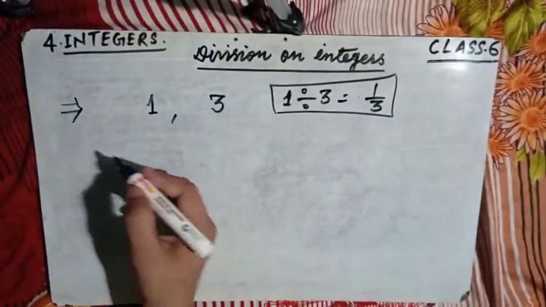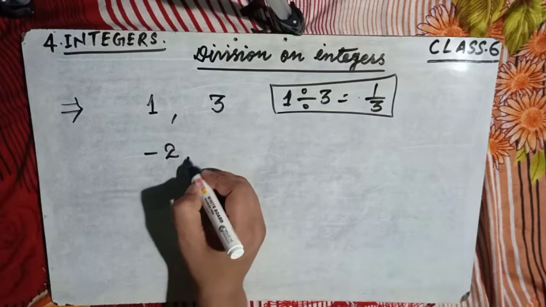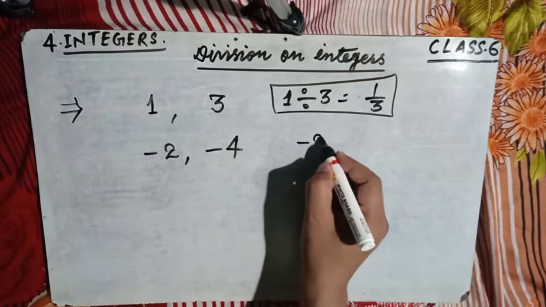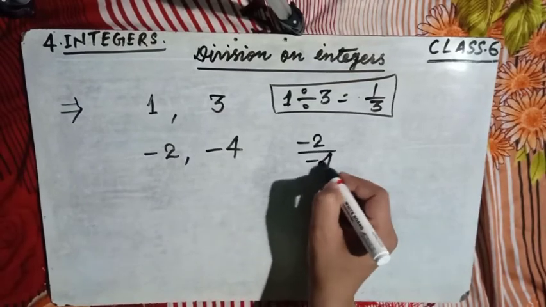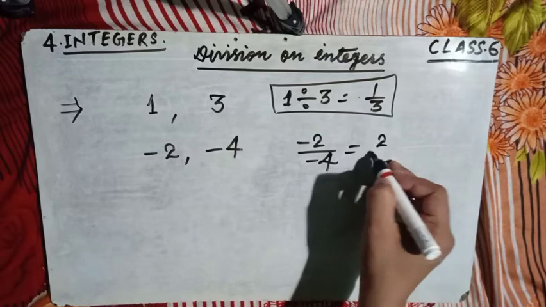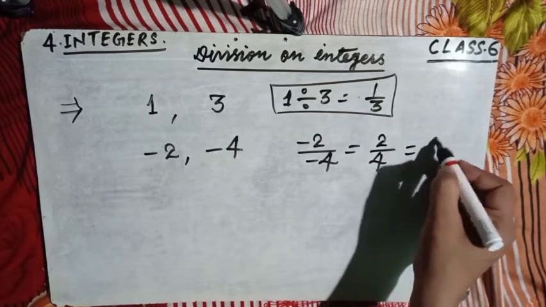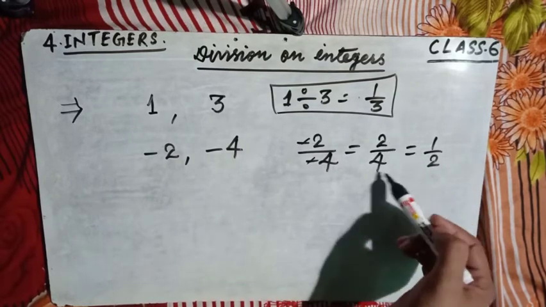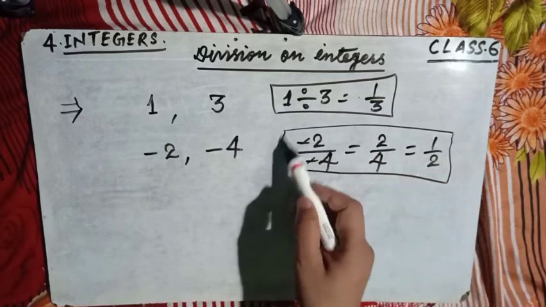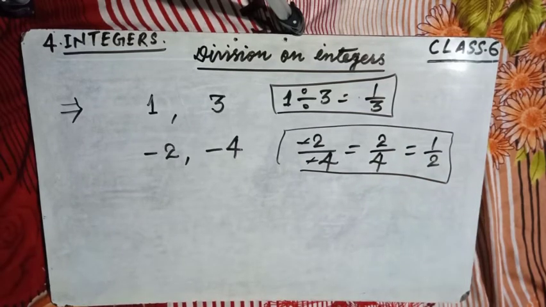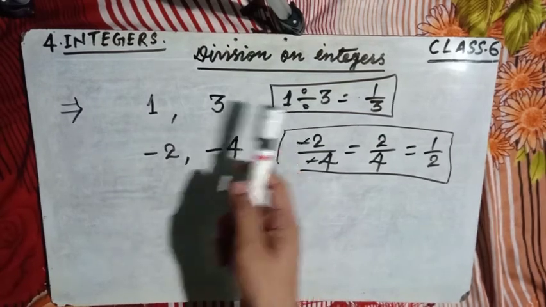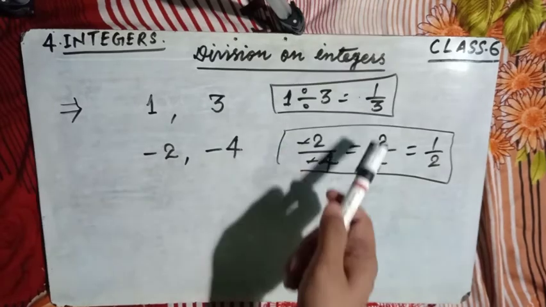Now the next example, suppose minus 2 and minus 4. Both have the same sign, minus minus. Now divide minus 2 by minus 4 and this becomes 2 by 4, that is 1 by 2, because minus minus gets cancelled. Hence we catch the point that when two integers are either positive or negative, we divide their values regardless of the sign and put the positive sign in both cases.